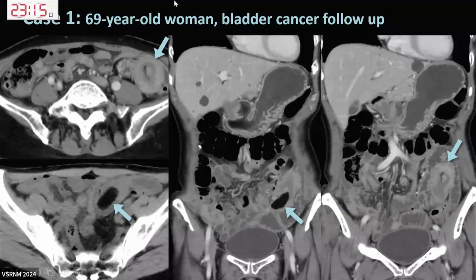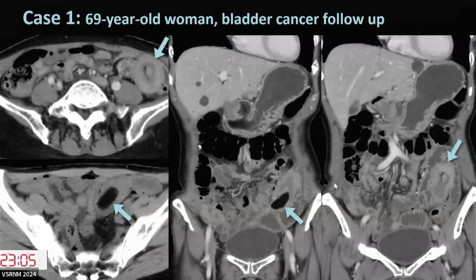It's a 69-year-old woman. She had a bladder cancer and it's now under regular follow-up. So she did not have any symptoms. And we can see there is an abnormal bowel loop at the left lower abdomen, and there is a target-like appearance and a well-defined low-density lesion.